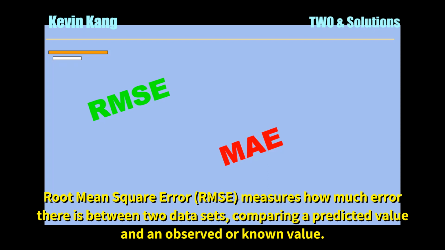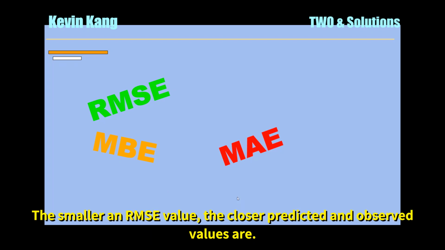Root mean square error, RMSE, gives more weight to the largest error. This RMSE measures how much error there is between two data sets, comparing a predicted value and an observed value. The smaller the RMSE value, the closer the predicted and observed values are.